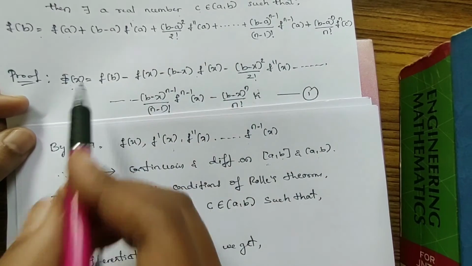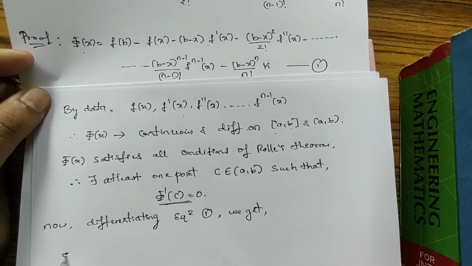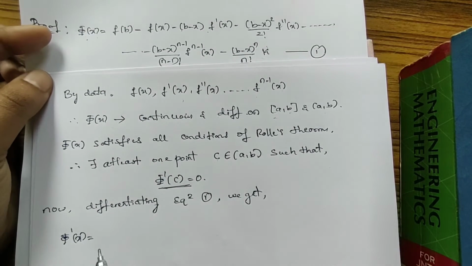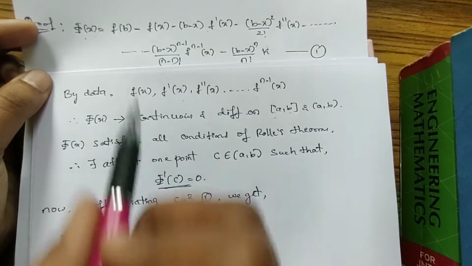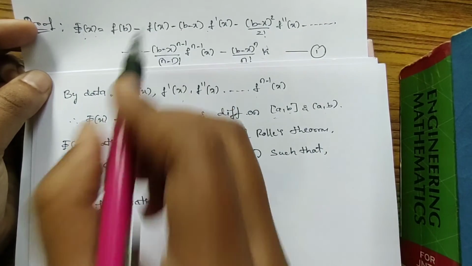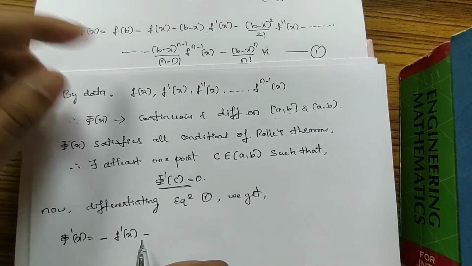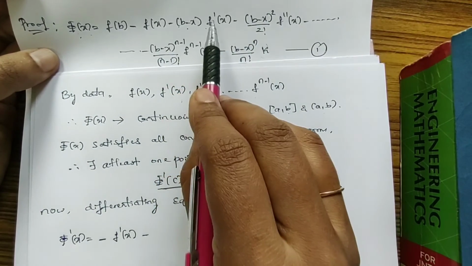Okay, so this is our equation 1. I will differentiate this equation here. So phi dash of x is equal to, okay, phi of x is here, we are differentiating, that means it is going to be phi dash of x. So here f of b is constant, it is going to be 0. Now minus, differentiation of f of x is f dash of x. Minus, so here it is minus of b minus x into f dash of x is there.